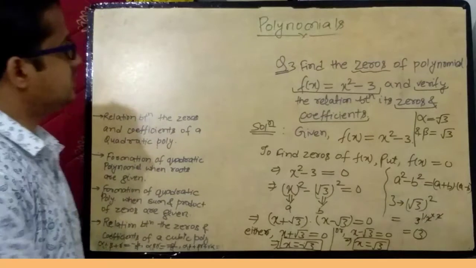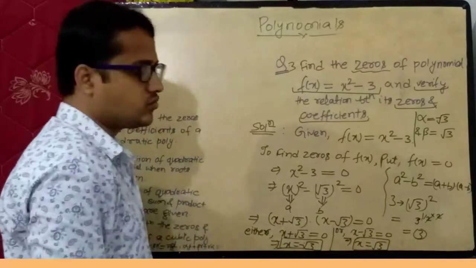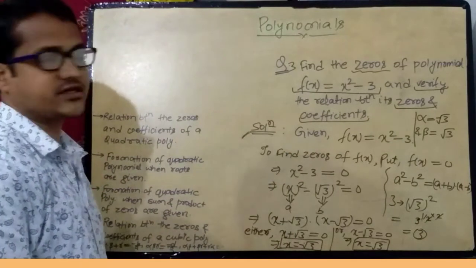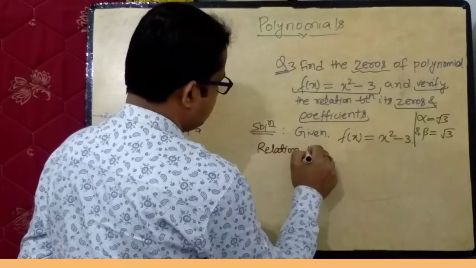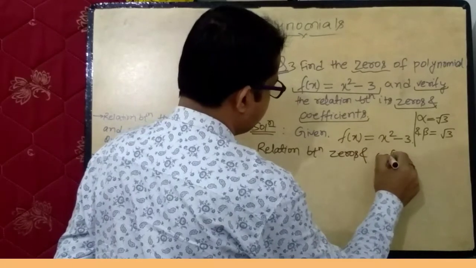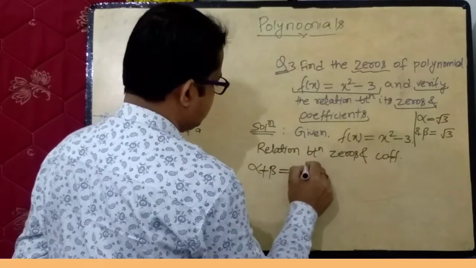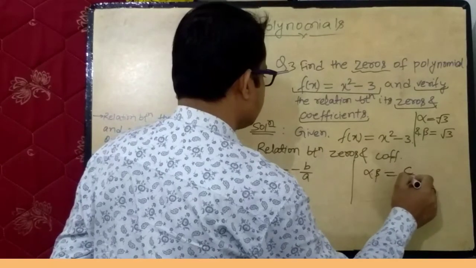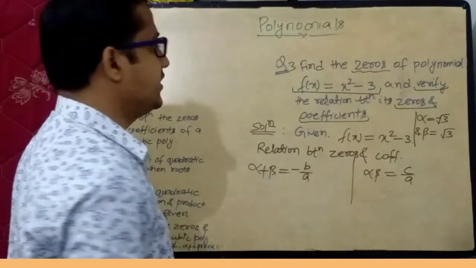Now, second step, what do we have to do? We have to find the relation between zeros and coefficients. Copy this term. After that I am solving the second part: the relation between zeros and coefficients. Alpha plus beta equals minus b upon a, and alpha into beta equals c upon a. First of all, you have to find the values of a, b and c.